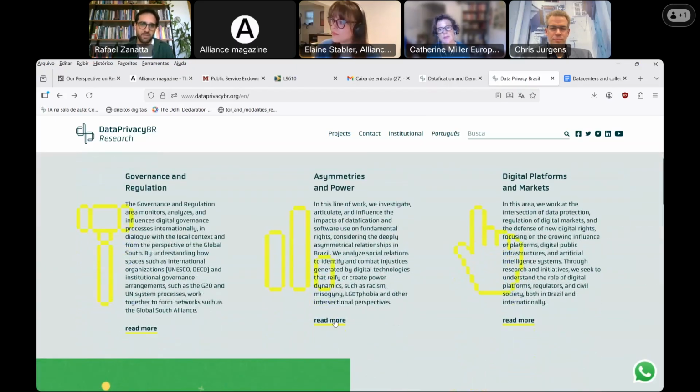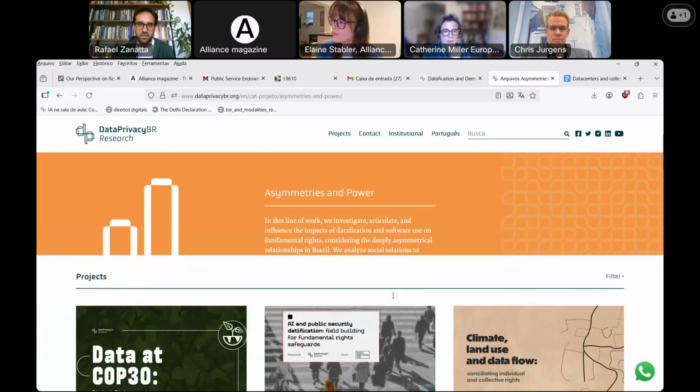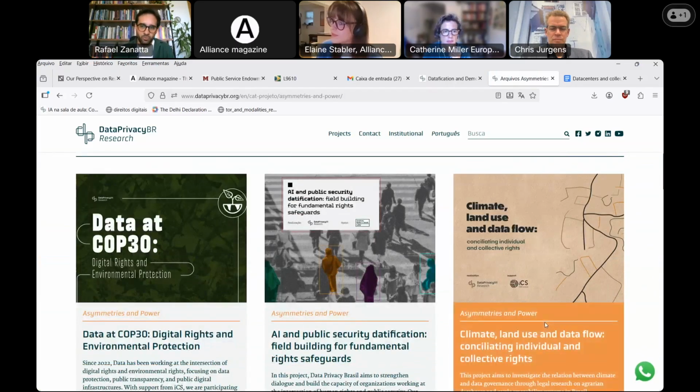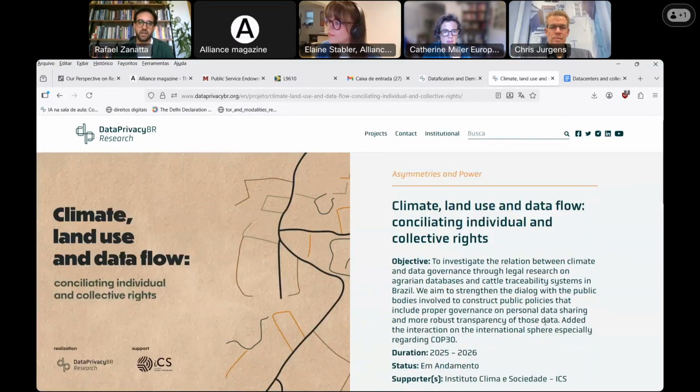Well, in our area of asymmetries of power, we have the projects that have the clearest intersection between environmental problems and digital rights. I will briefly talk about two projects which are connected to the topic of this conversation. So we've been working together with Instituto Clima e Sociedade, which is a grant maker in Brazil that works on environmental issues, on some databases that we have in Brazil that monitor illegal cattle and also traceability of deforestation.